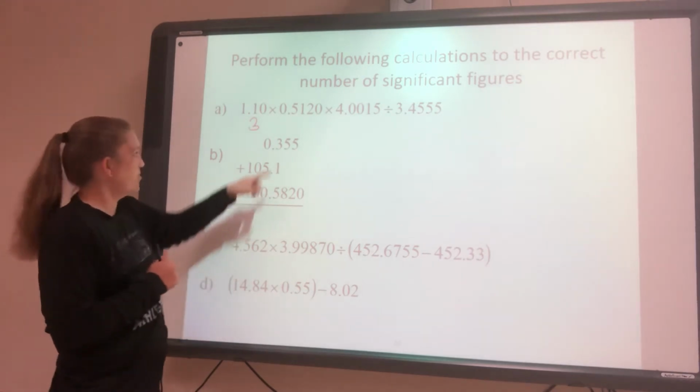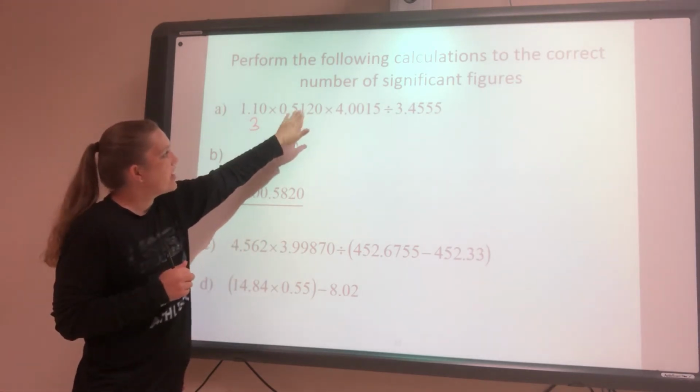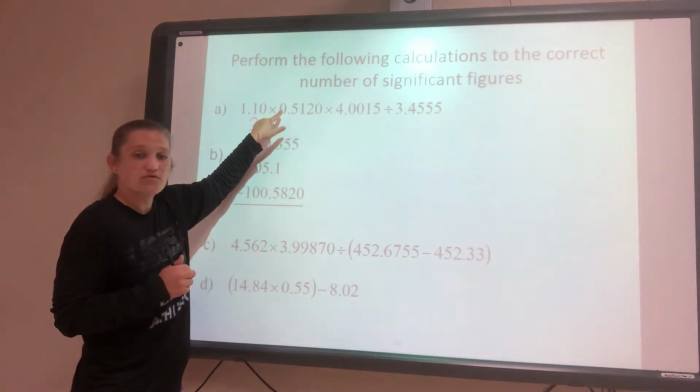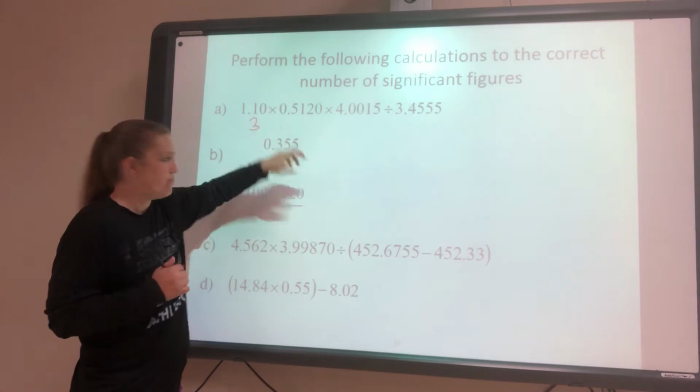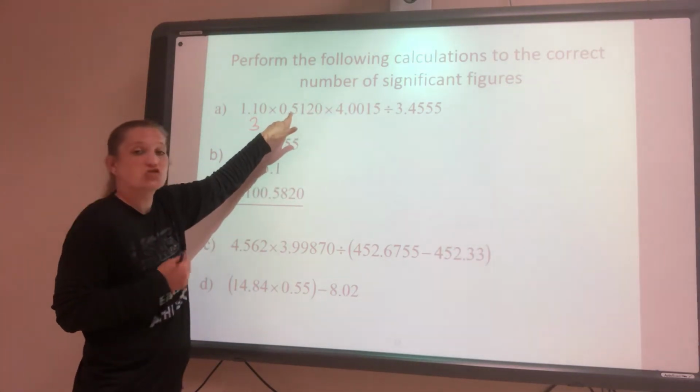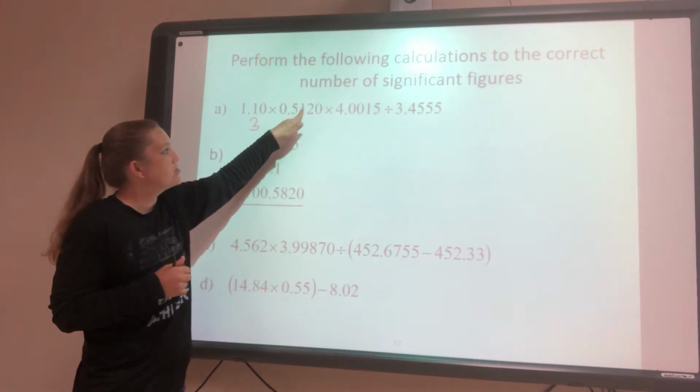All right, let's do the next one. The 5, 1, and 2 count because they're non-zero. This 0 is a leading 0. So remember, leading zeros don't count. This is a trailing 0, but it's after the decimal place, so it counts. So we're at 1, 2, 3, 4.